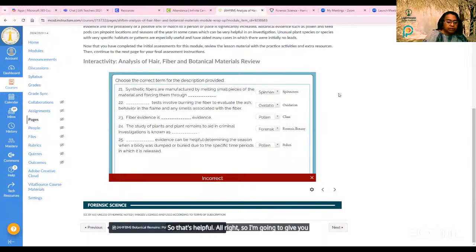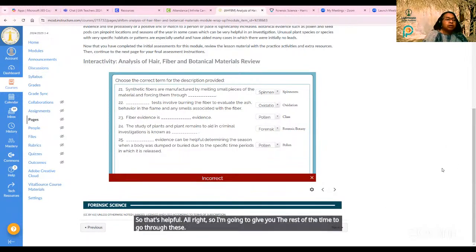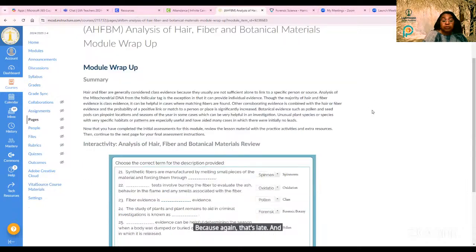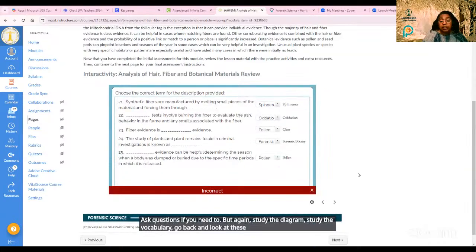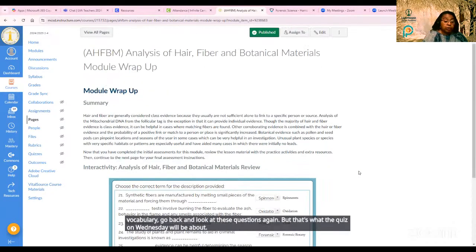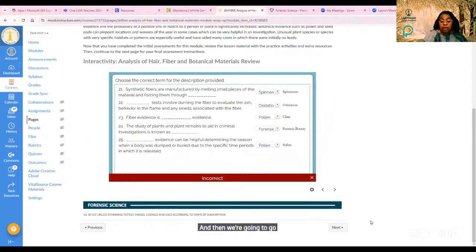All right, so I'm going to give you the rest of the time to go through these, review the vocabulary, turn in your Who Killed Barry if you haven't done that, because that again, that's late and we're trying to stay on top of things. Ask questions if you need to, but again, study the diagram, study the vocabulary, go back and look at these questions again. But that's what the quiz on Wednesday will be about. And then we're going to go on to toxicology.